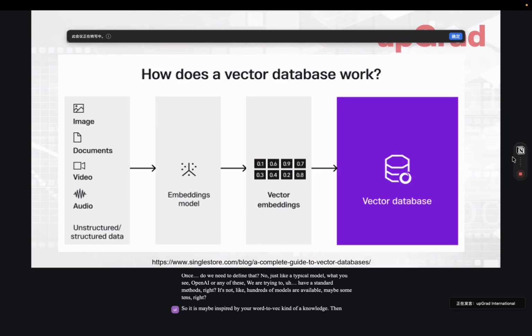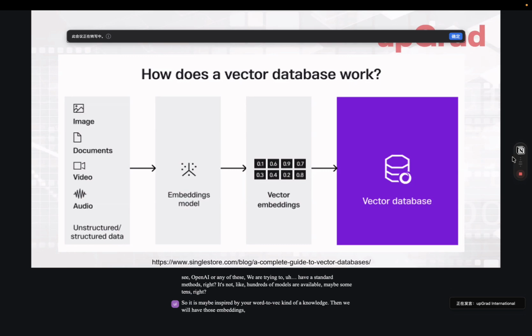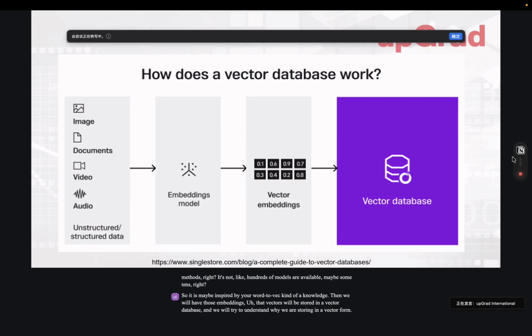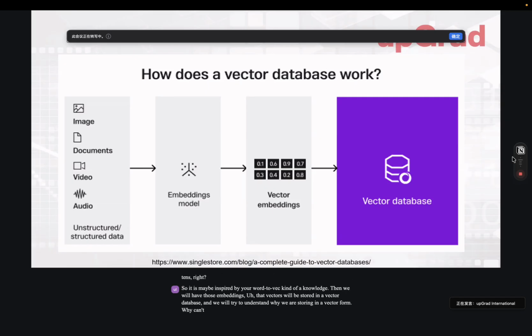Then we will have those embeddings, and those vectors will be stored in a vector database, and we will try to understand why we are storing in a vector form. Why can't we store in a regular standard form only? The point is, when you compare semantically, getting that relevant information is much faster in a vector database.